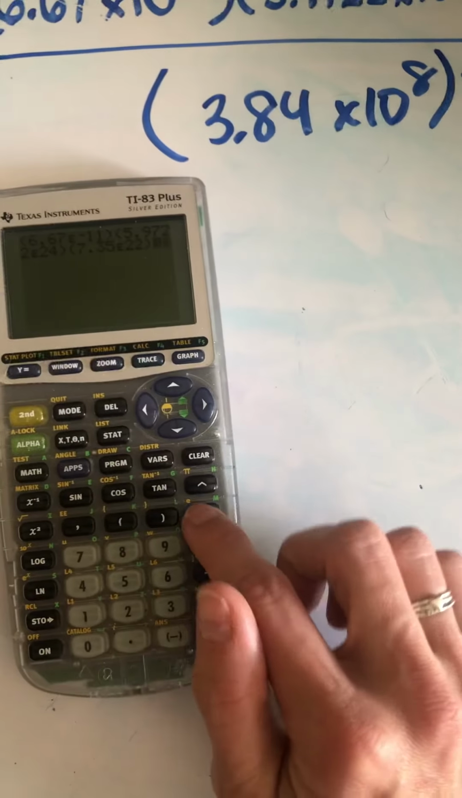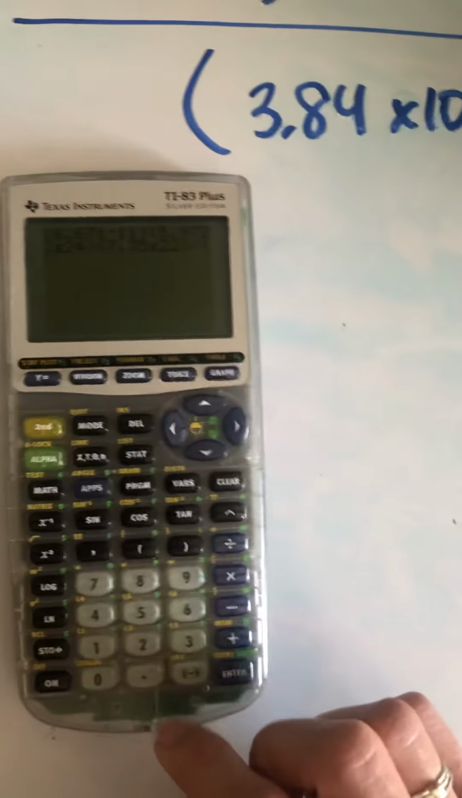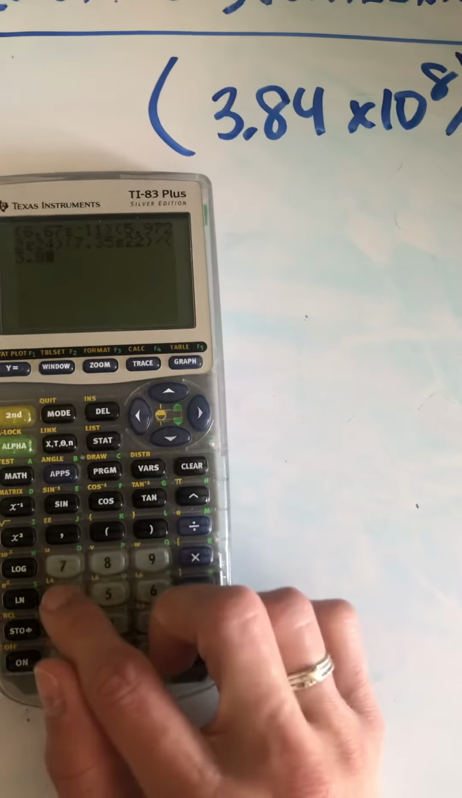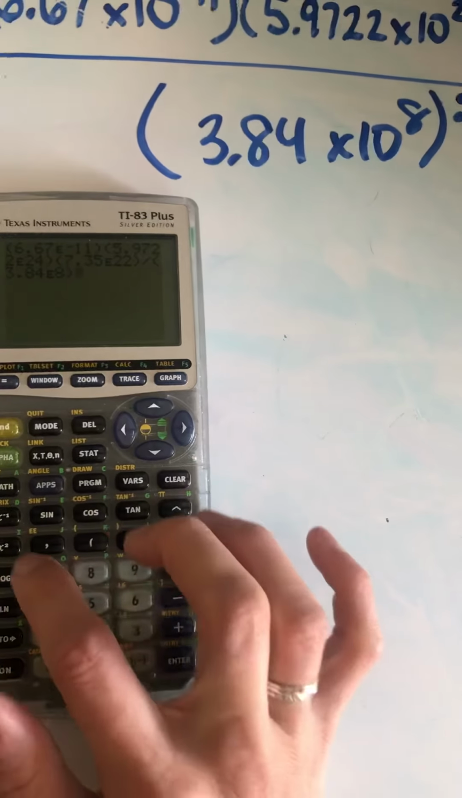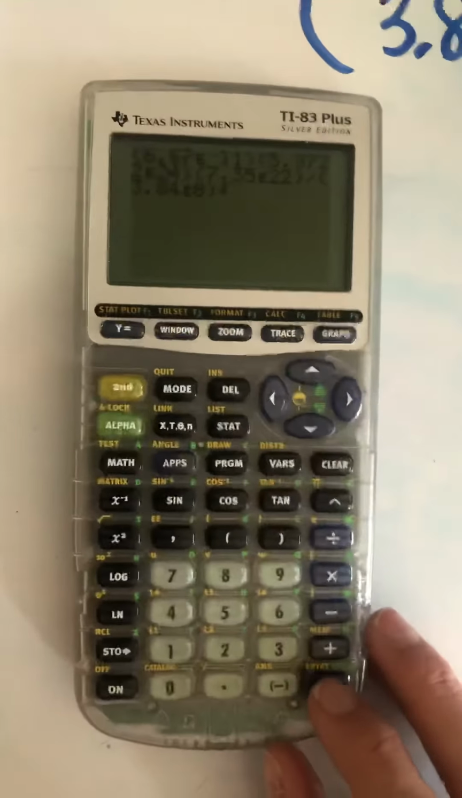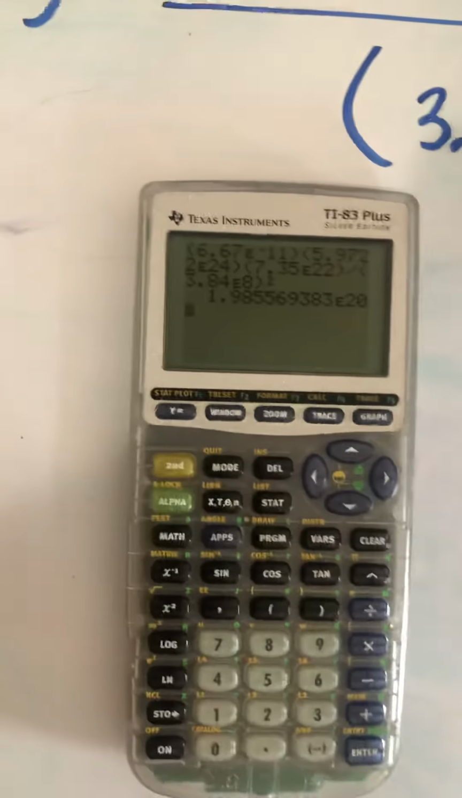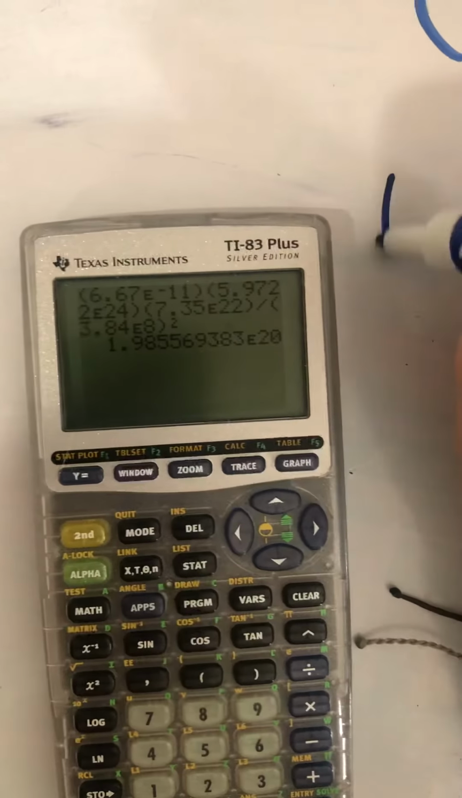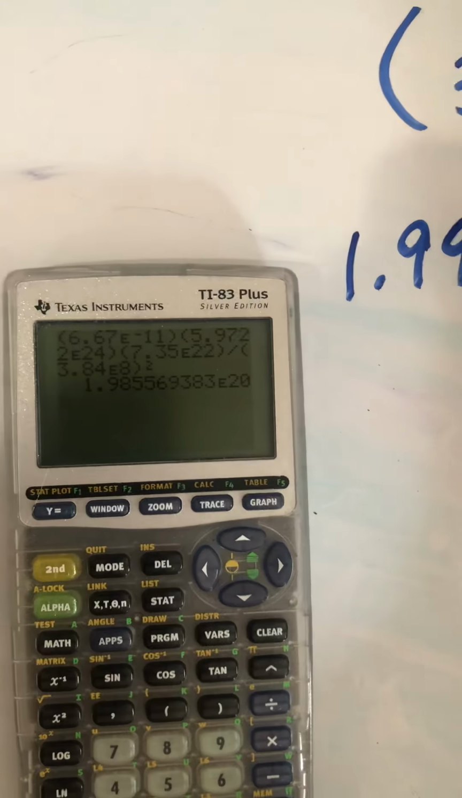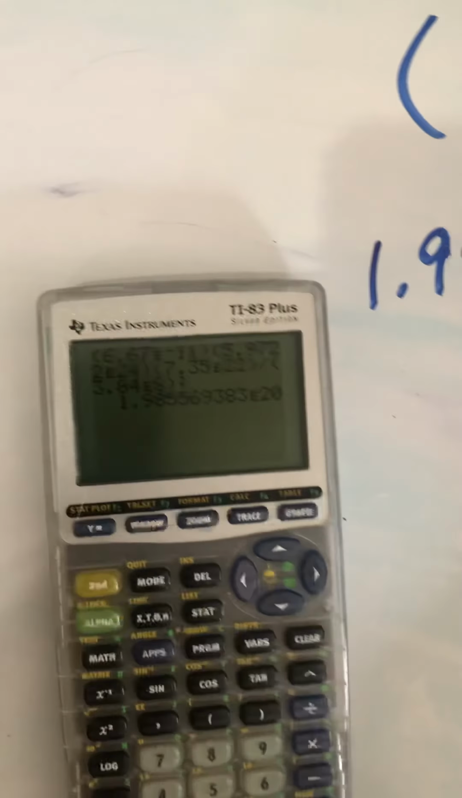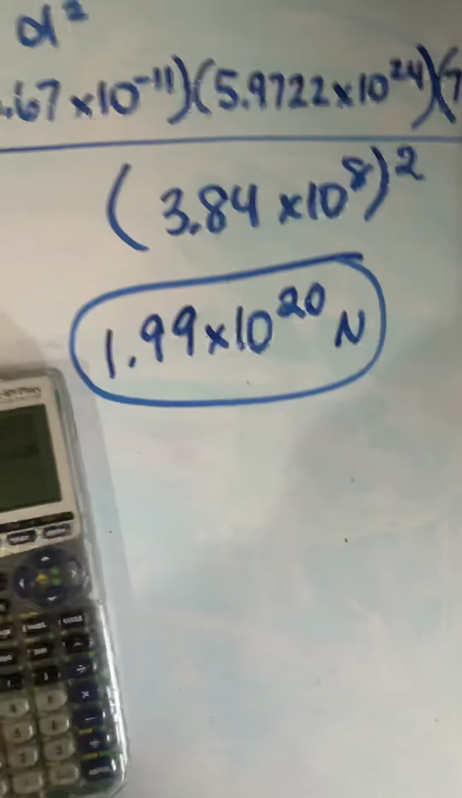Then I'm going to divide by 3.84 times 10 to the 8th, and I have to square that. Don't forget to square it. Enter. My final answer for this first one will be 1.99, I guess I'm going to round that up, times 10 to the 20th. And that's newtons because it's a force. There you go.